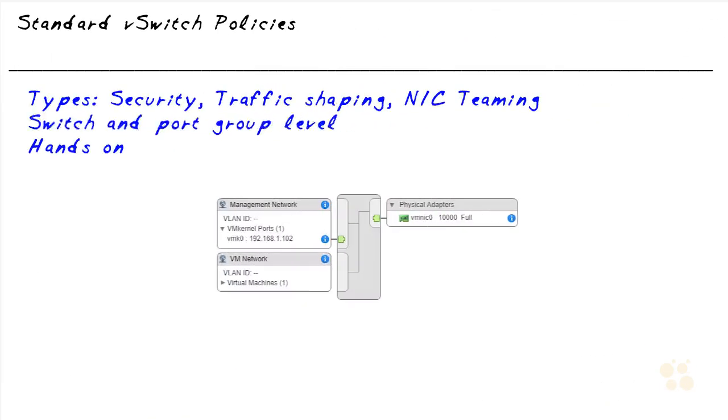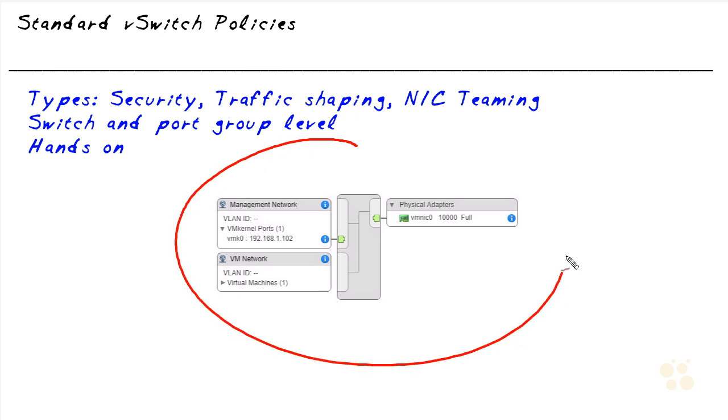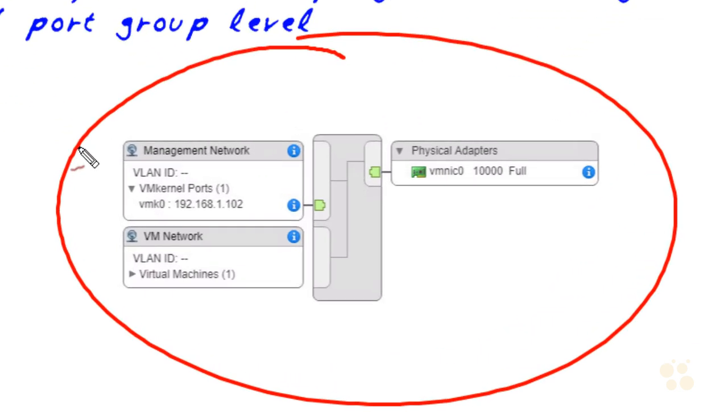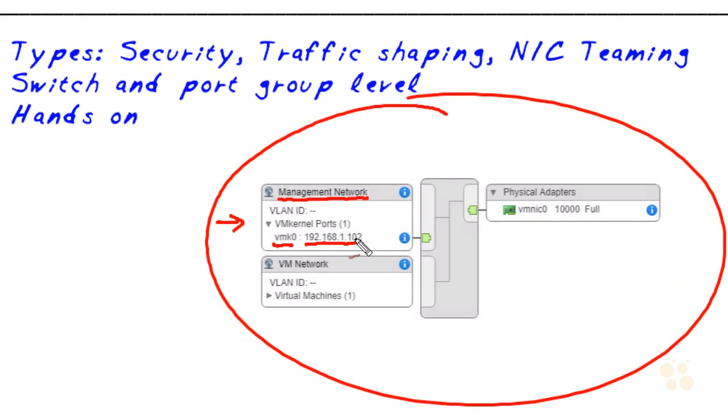I'd like you to take a moment and look at this representation of a virtual switch that's in our vSphere environment. There's a lot that we can learn just by looking at the graphic. Starting on the left, we have a VM kernel port. The label for that VM kernel port is management network, and the VM kernel adapter is VMK0 with the IP address of 192.168.1.102. Based on that IP address and our topology, we know that this is a virtual switch on ESXi2 because that IP address belongs to ESXi2.